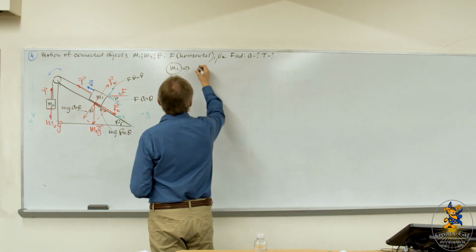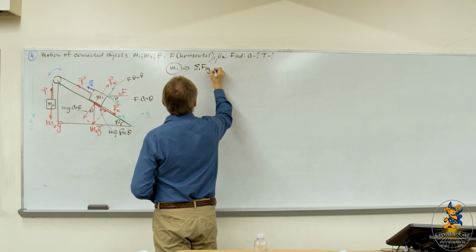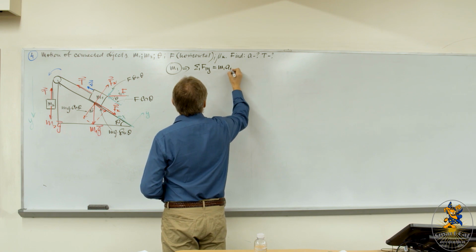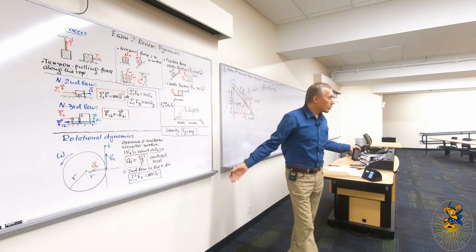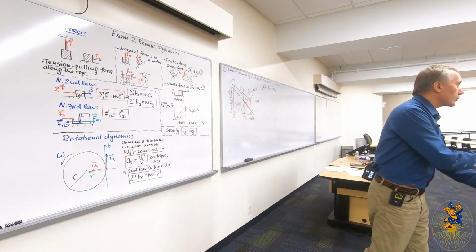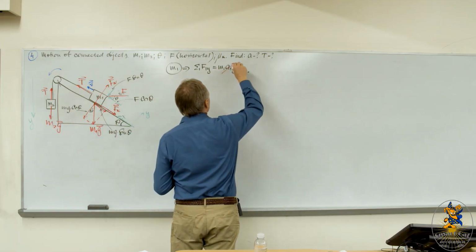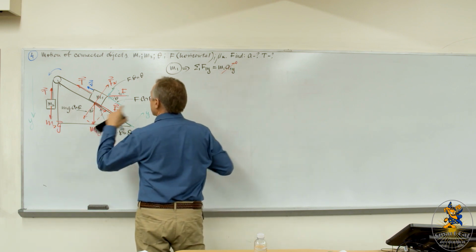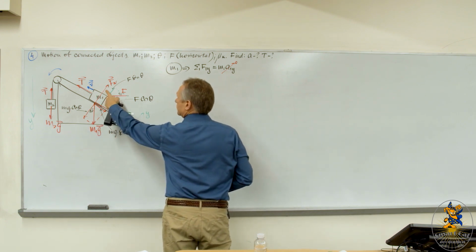So M1 in the y direction: the sum of the forces on the first object in the y direction equals M1 times the acceleration of the first object in the y direction. There is no motion in the y direction of the first object, so acceleration is 0. Right. No motion. And so we can write it. So normal force, positive.